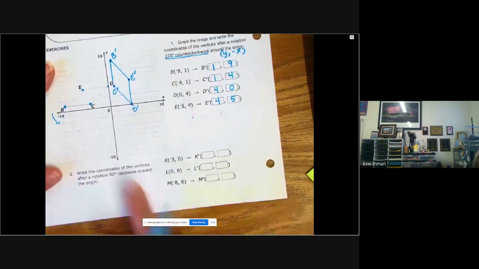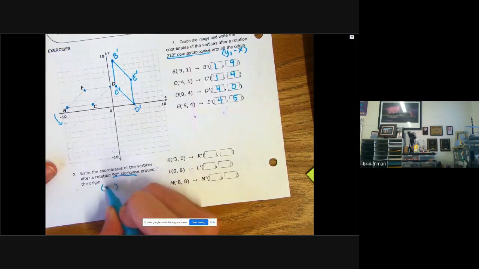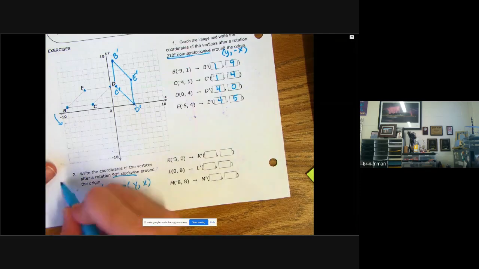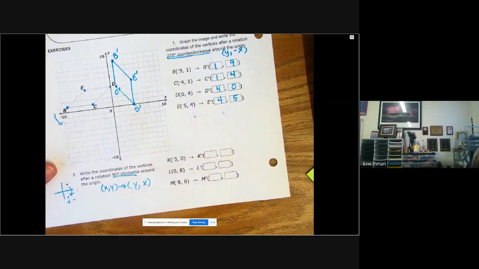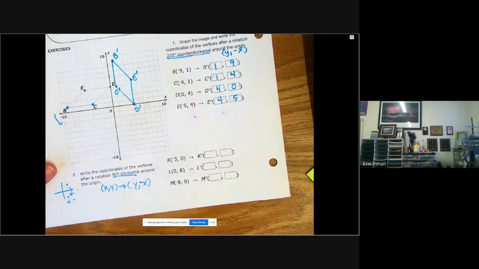All right, again, let's look at, write the coordinates of the vertices after 90 degrees clockwise. All right, let's think about what that rule is. 90 degrees, I know every time we move 90 degrees, my y and my x, they're going to switch places. So I know it's going to be that, but I'm not sure on the signs. So let's think about if we started in quadrant 1 and 90 degrees clockwise would put me in quadrant 4, where my signs need to be at. So that's going to be my rule.